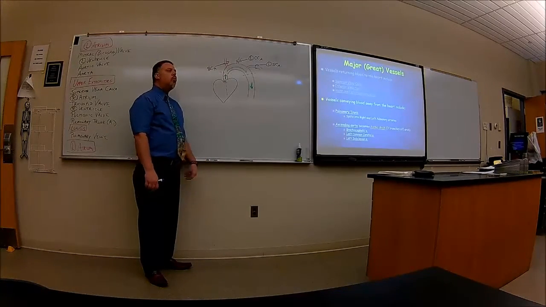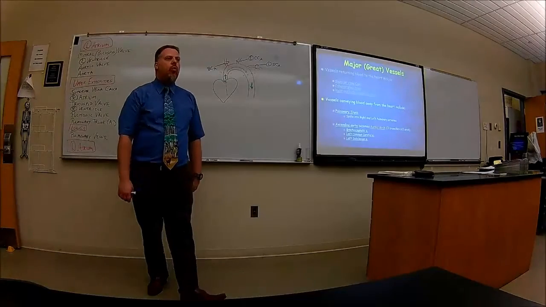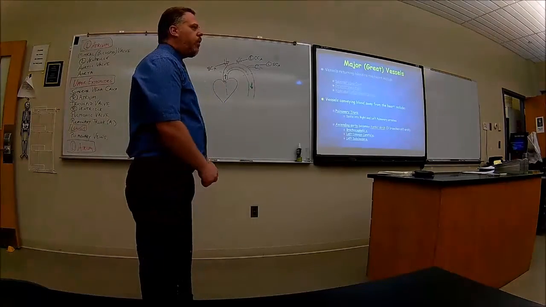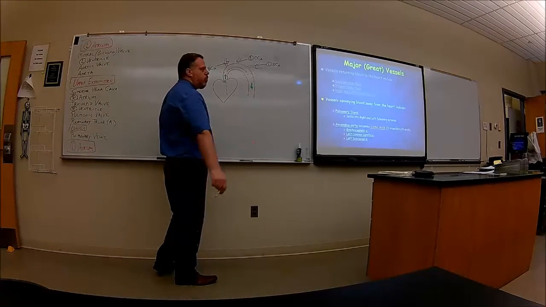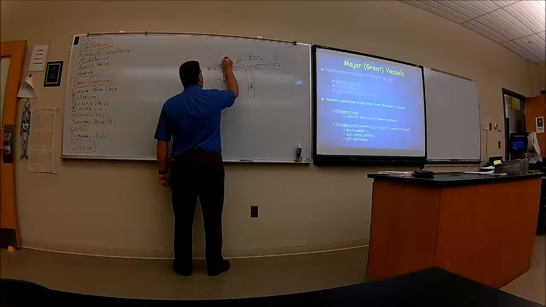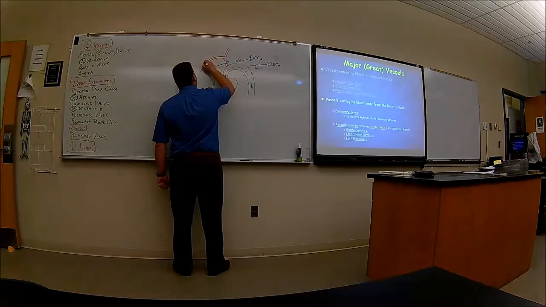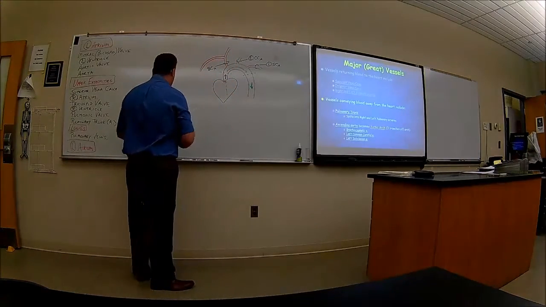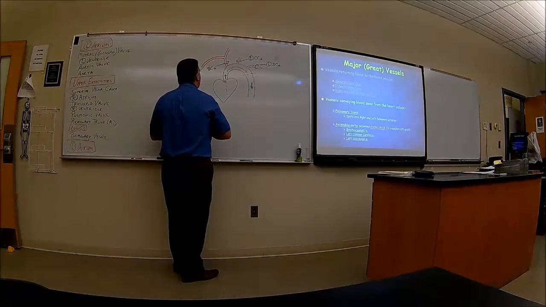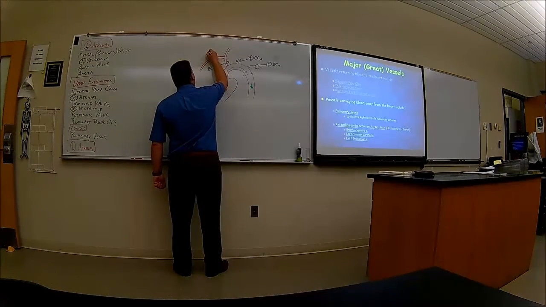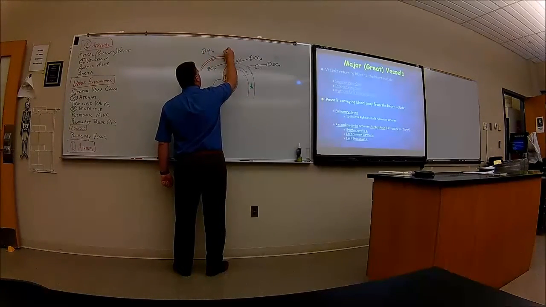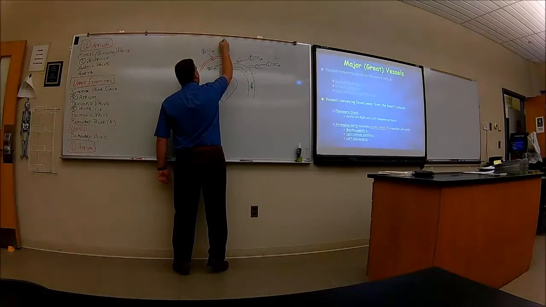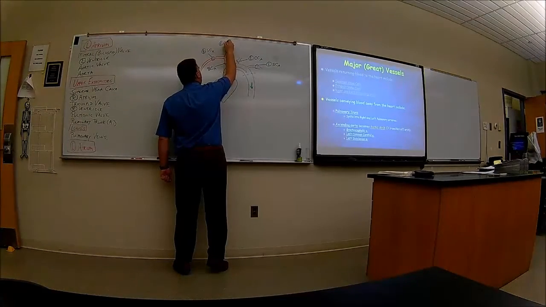We do have a right common carotid. We do have a right subclavian. But this is how God created us. The brachiocephalic breaks off into 2 things. Now this is going to be the right subclavian artery. This is going to be the right common carotid artery.